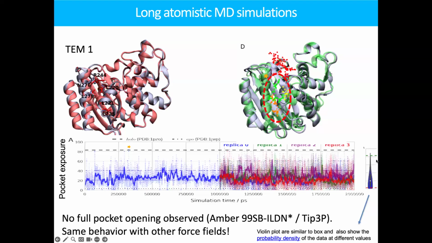So in the following, I will use violin plots. Violin plots are similar to box plots, but you also show on the y-axis the probability density. So they're very useful because you don't only have the statistical values, but also you see the profile of the probability density.